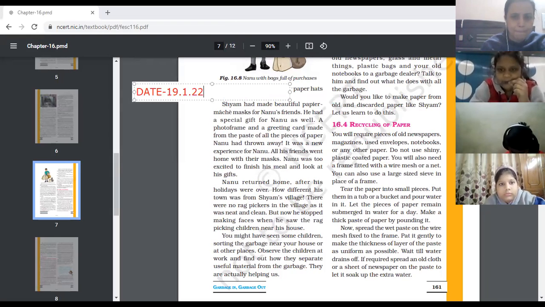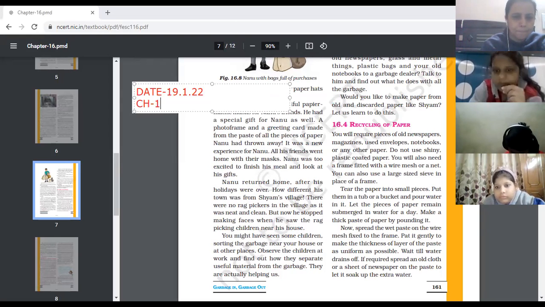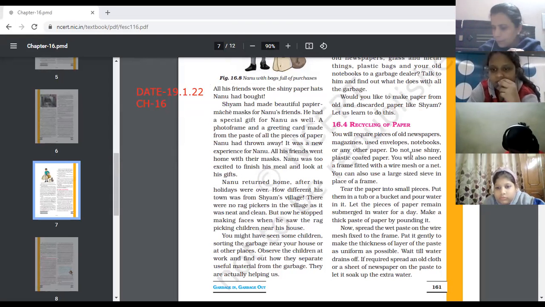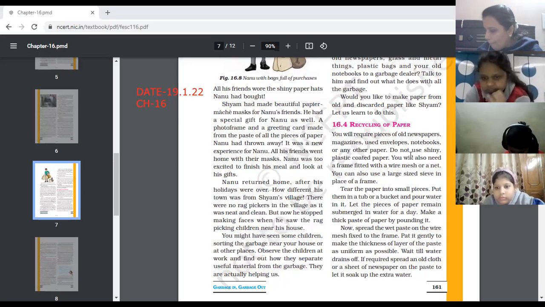Recycling of paper. You will require pieces of old newspapers, magazines, used envelopes, notebooks, or any other paper. Do not use shiny plastic coated paper. You will also need a frame fitted with a wire mesh or a net. You can also use a large sized sieve in place of a frame. Tear the paper into small pieces, put them in a tub or a bucket, and pour water in it. Let the pieces of paper remain submerged in water for a day.